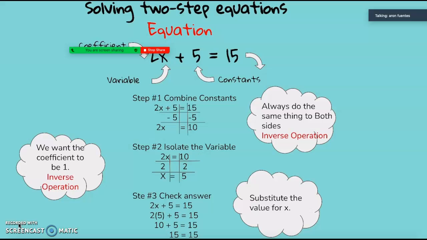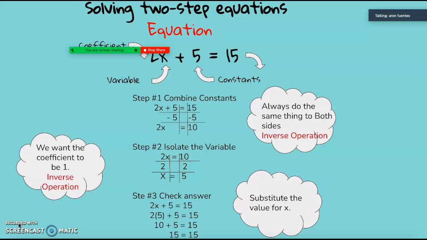So if I have 2x + 5 = 15, I know that the inverse operation of addition is subtraction. So I have to subtract 5 from 5 to get rid of that 5. So 5 minus 5 gives me 0. And what I do to the left side, I also have to do to the right side. 15 minus 5 gives me 10. So now I'm left with 2x = 10.